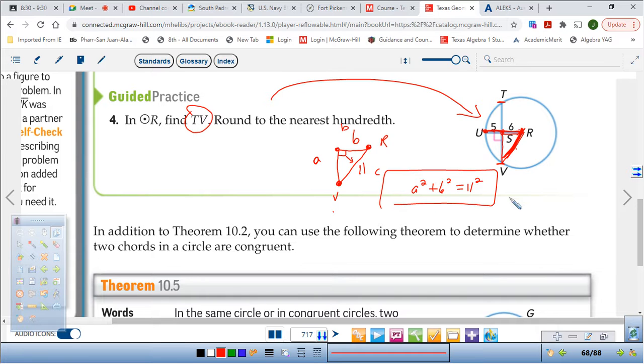I don't know what to do now. I forgot how to solve it, right? My gosh, my eraser's killing me. It's not working. I don't know why it's not going on.